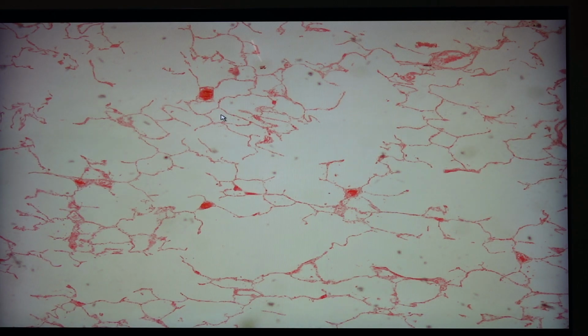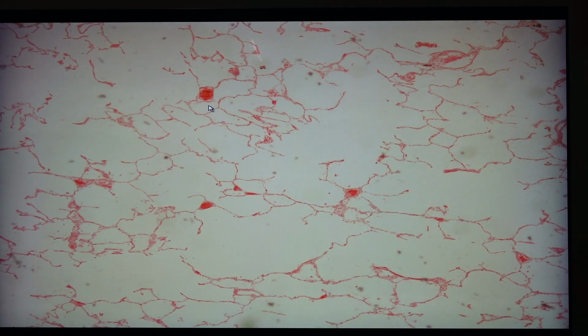The last one would be the irregular type of emphysema. It would mean that there's irregular involvement. It can be panacinar, it can be centriacinar, or it can be paraseptal. And this is associated with scarring or fibrosis.